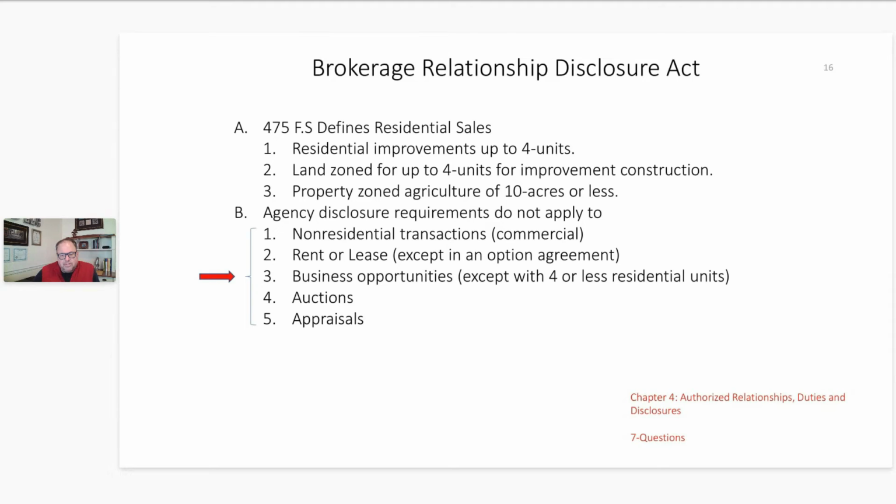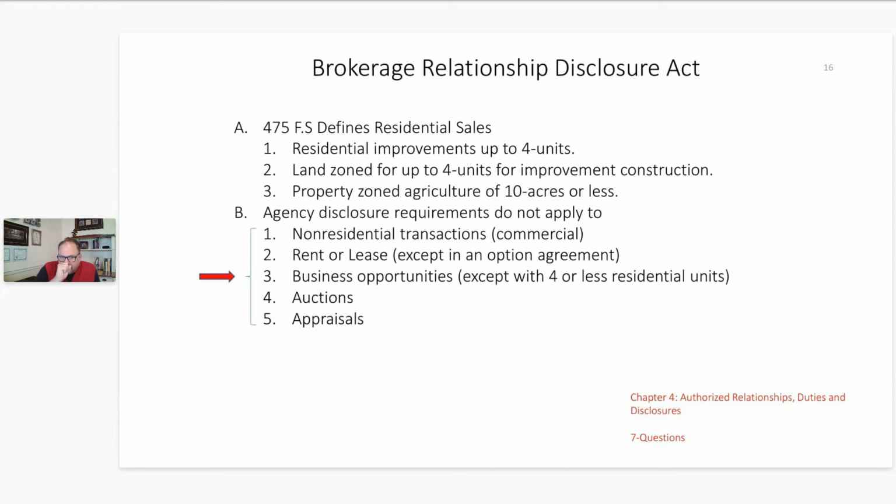Business opportunities, unless it's 4 or less residential units. If it's a business and it has to do with leasing property up to 4 units, then it's exempt if it's not included in that. Auctions, appraisals. So you want to know a few of these. The big ones you want to know are non-residential or commercial transactions, rent or lease. Those are exempt from agency disclosure. Otherwise, when you're dealing with residential sales, you have to know by definition what they define that as. Improvements up to 4 units. Land zoned for up to 4 units for improved construction. And then property zoned for 10 acres or less.